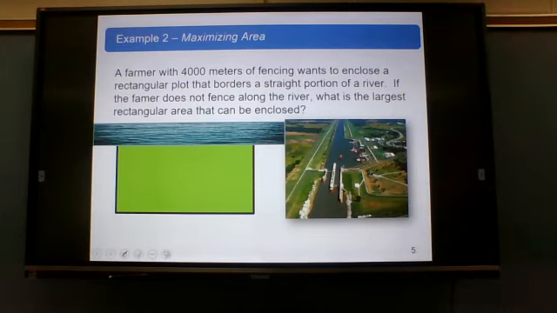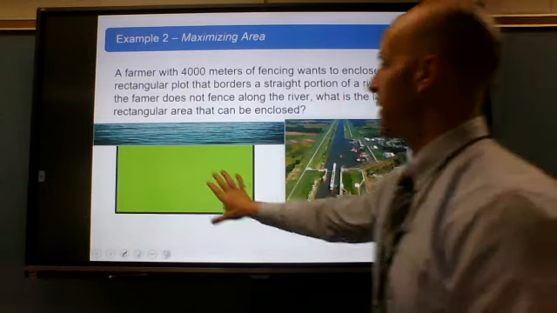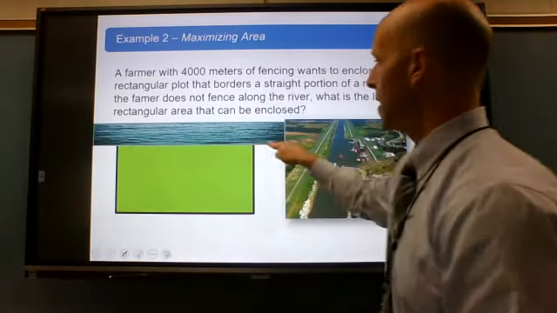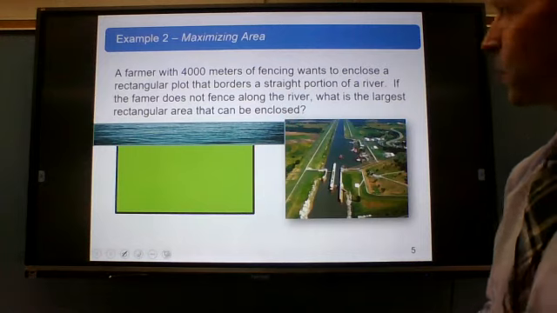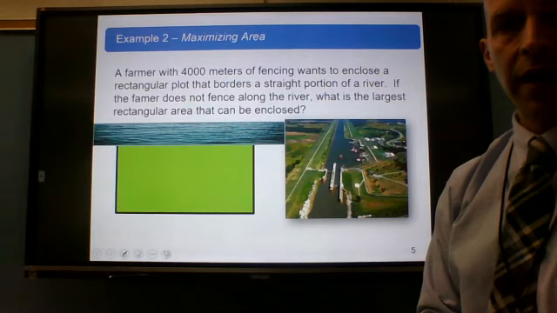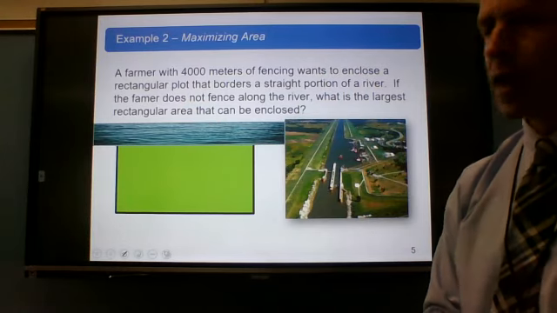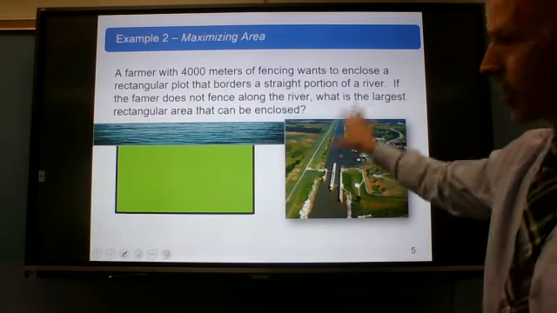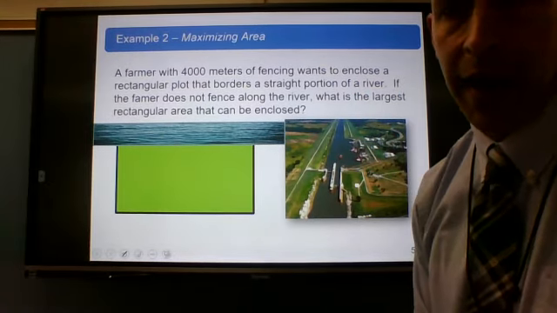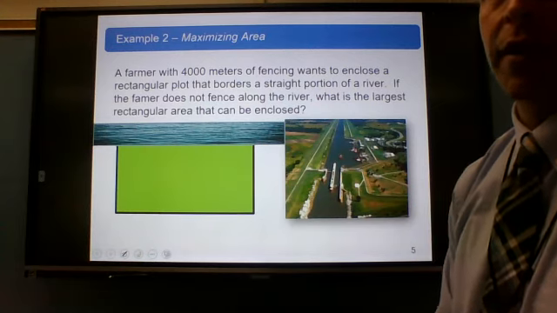It says a farmer with 4,000 meters of fencing wants to enclose a rectangular plot that borders a straight portion of a river. If the farmer does not fence along the river, so if this is the plot right here, here's the green grass, if you will, here's the fencing, he does not need to put fencing on that side that goes along the river. The question is, what's the largest amount of area that can be enclosed? And so all I've done here with this picture is I just wanted to show you that there are parts of rivers that are straight. And we want it to be straight here because this makes the problem much easier for a Calculus 1 student to do.